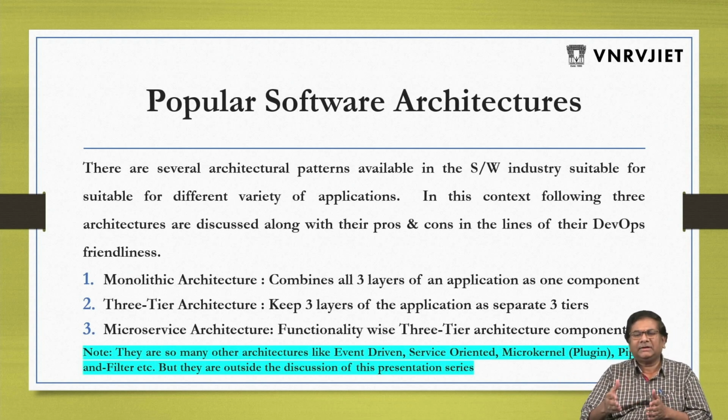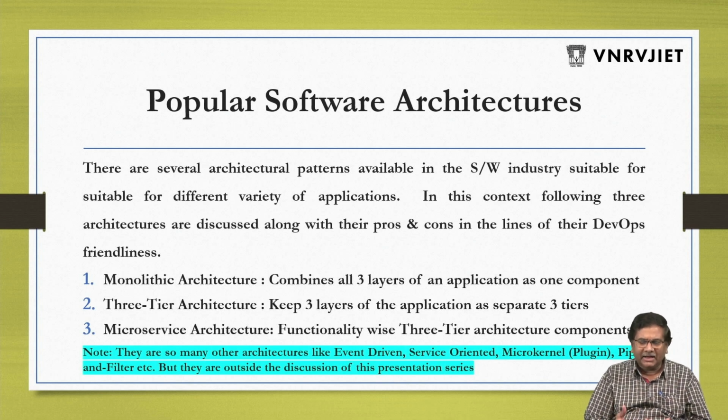The third one is microservice architecture. Functionality-wise, it breaks the three-tier architecture components further. That's pretty much microservice architecture. So what do they mean? In all three, I said there are three components, but how they are connected is where they differ, right?